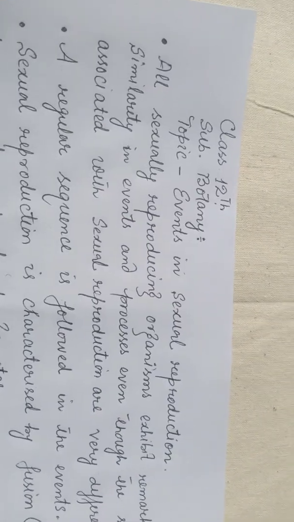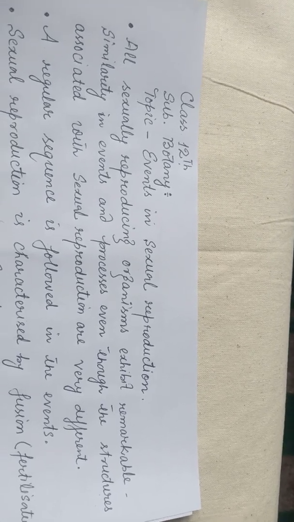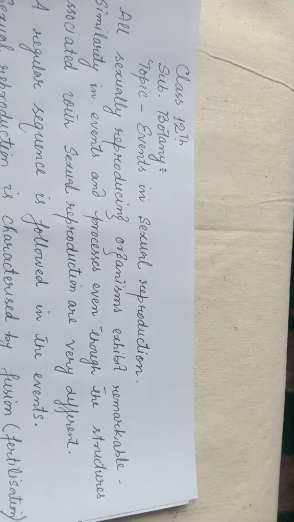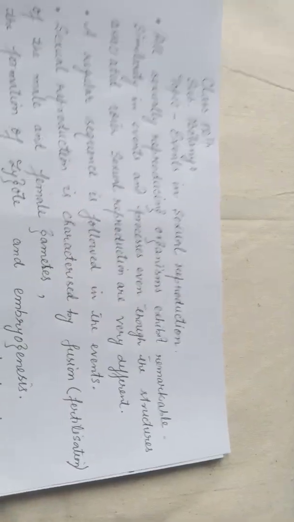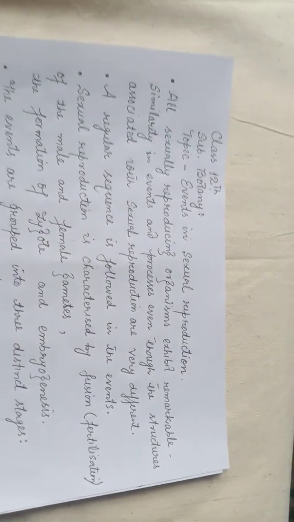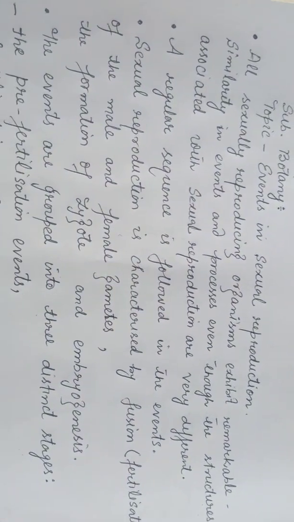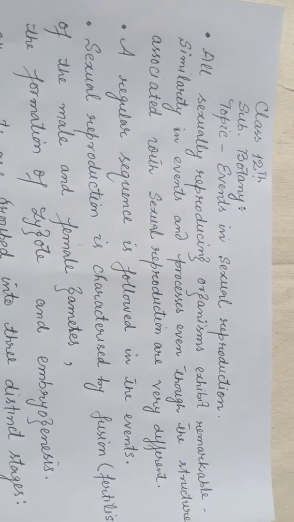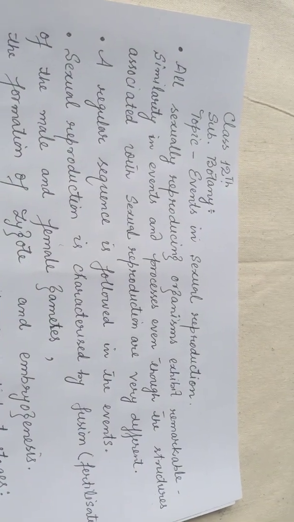Now, all sexually reproducing organisms exhibit a remarkable similarity in events and processes, even though the structures associated with sexual reproduction are very different. This means that the sexually reproducing organisms, either plants or animals, use structures which are altogether different for the process of sexual reproduction. But a regular sequence is followed in the events. The events which take place during the process of sexual reproduction follow a regular pattern.